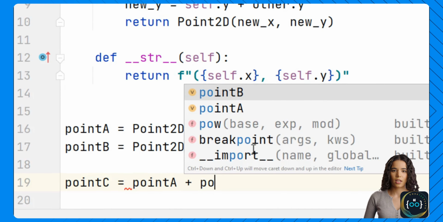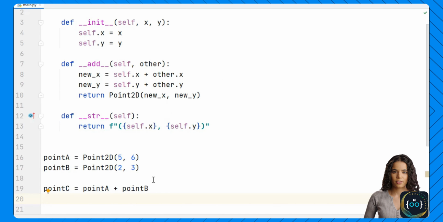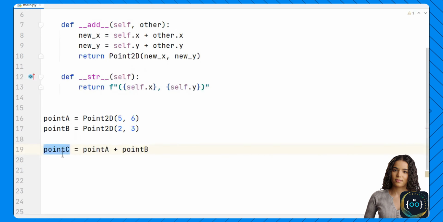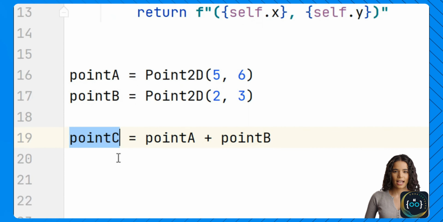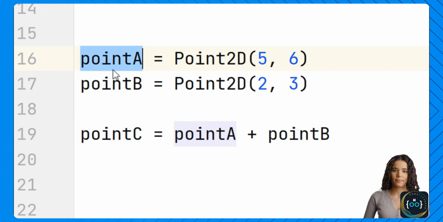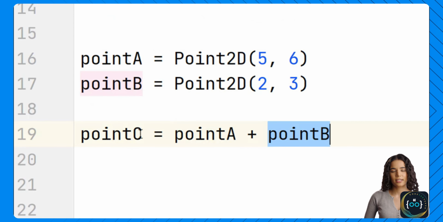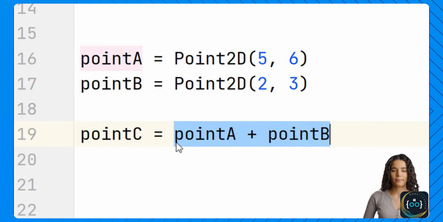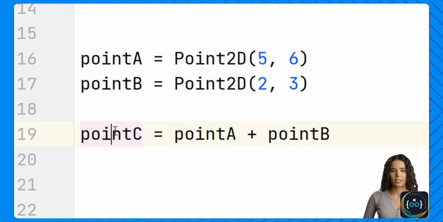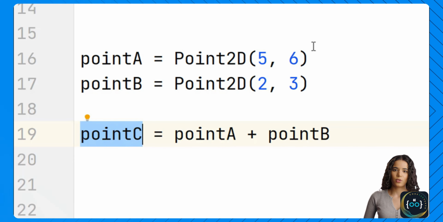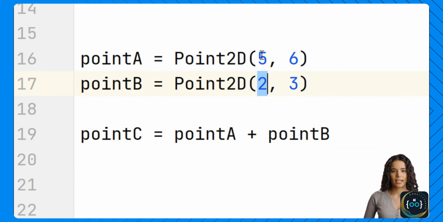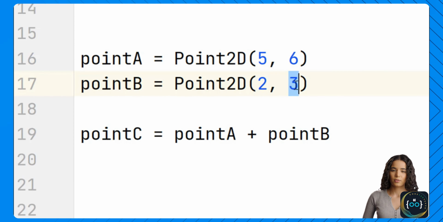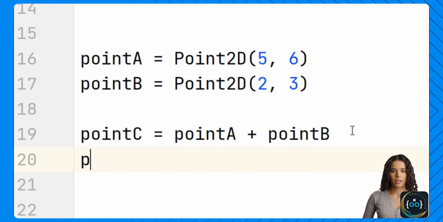Point A plus point B will give us a new point instance, point C. We create the instances, then we add the instances, and from that addition, we will get a new point instance, point C. That new instance will have as its initial coordinates 5 plus 2, the sum of the x-coordinates, and 6 plus 3 as the y-coordinate.